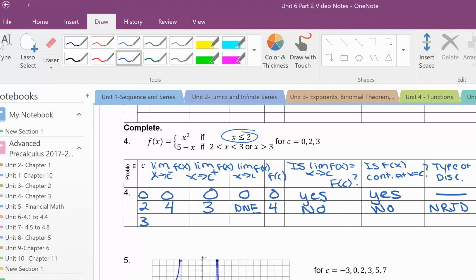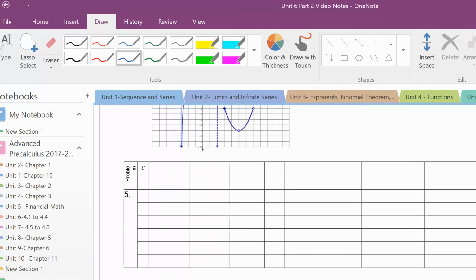When you put in 3, 3 has the same rules from the left and right. So from the left, it is 5 minus 3, which is 2. From the right, greater than 3, it's also 5 minus 3, which is 2. That means the limit as it approaches 3 is 2. The value of the function, however, is undefined because there is no f of 3. Therefore, it is not continuous, and it's not equal. It is what's called a removable discontinuity because the limit exists, it's just not the same as the value of the function.